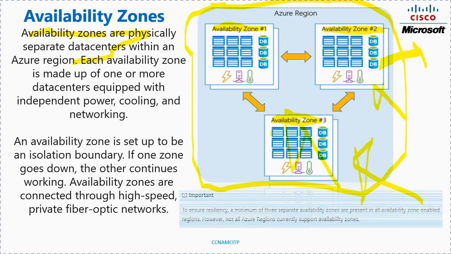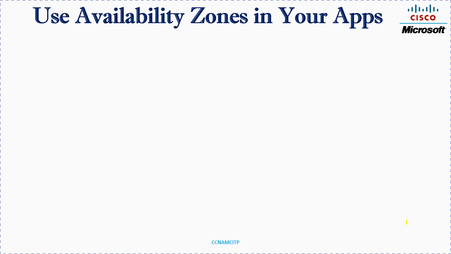And apart from this, to ensure resiliency, a minimum of three separate availability zones are present in all availability zone enabled regions. However, not all Azure regions currently support availability zone. So yes, there is, you can say, a limitation. It is not like every region will support availability zone. Somewhere it is limited or not available, but at least there should be three availability zones in one region. Okay, and let's see how to use availability zone in your app.